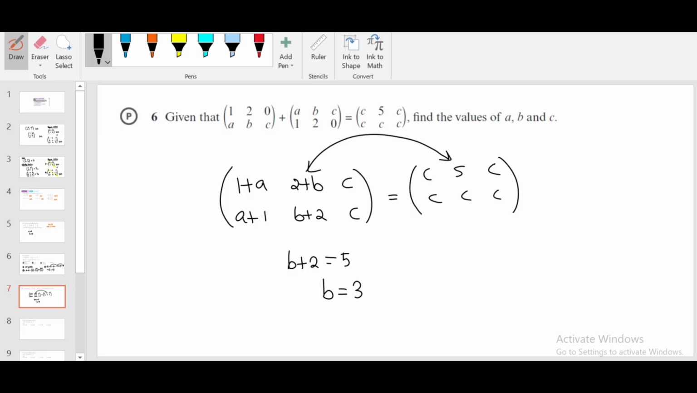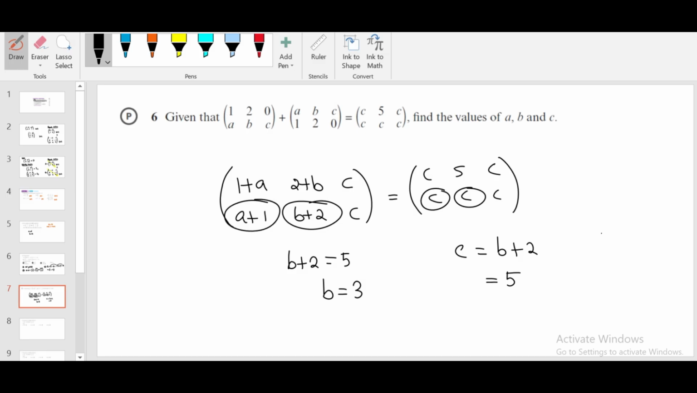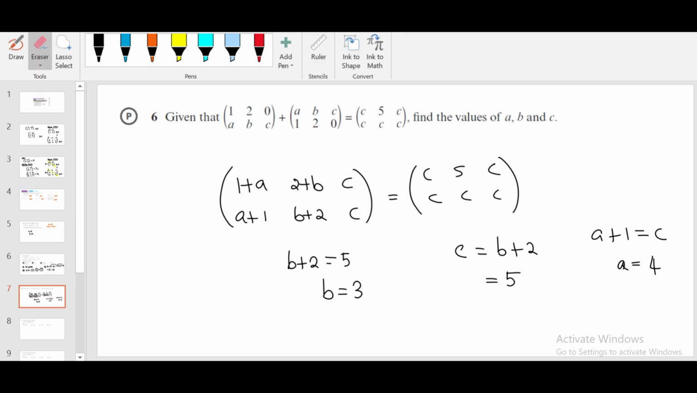And then how do we find A and C now? C equals B plus 2 as well. So C is 5. Straight away we know C is equal to 5, right? C is B plus 2, so C is equal to 5. A plus 1 is C. So C is 5, so A is equal to 4, right? Understand? Copy that, please.